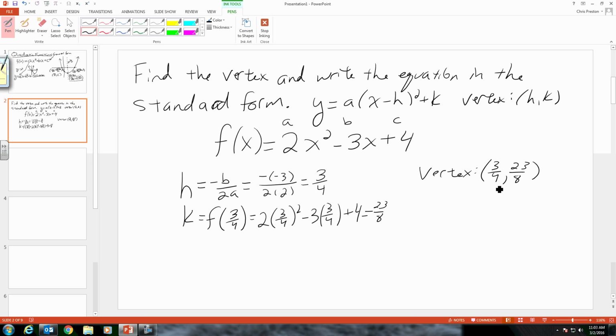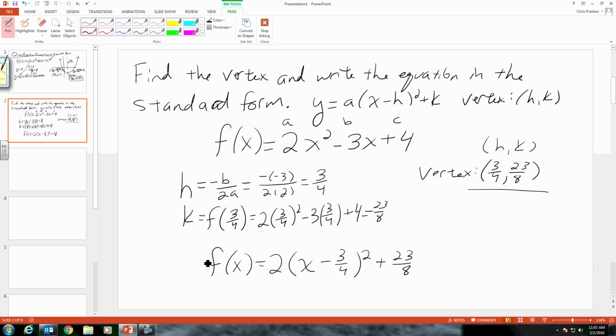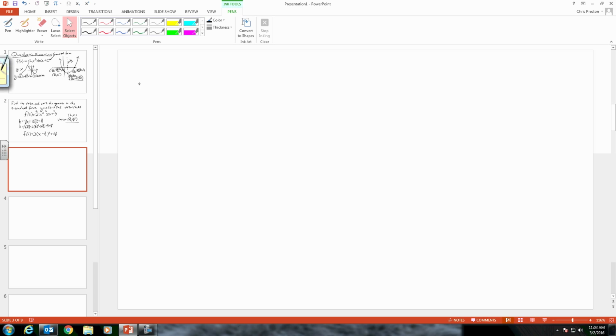And so, now that I know what the vertex is, this is again (h, k), and I know what my a is, I can write this equation. In the standard form, f of x equals, again, it's the same a number, so 2 times (x minus 3/4) squared, and then plus k. K we found was 23 over 8. And so there it is in the standard form. So that's how you turn something in the general form into the standard form, and you can find the vertex at the same time. So let's look at a more general type of problem.